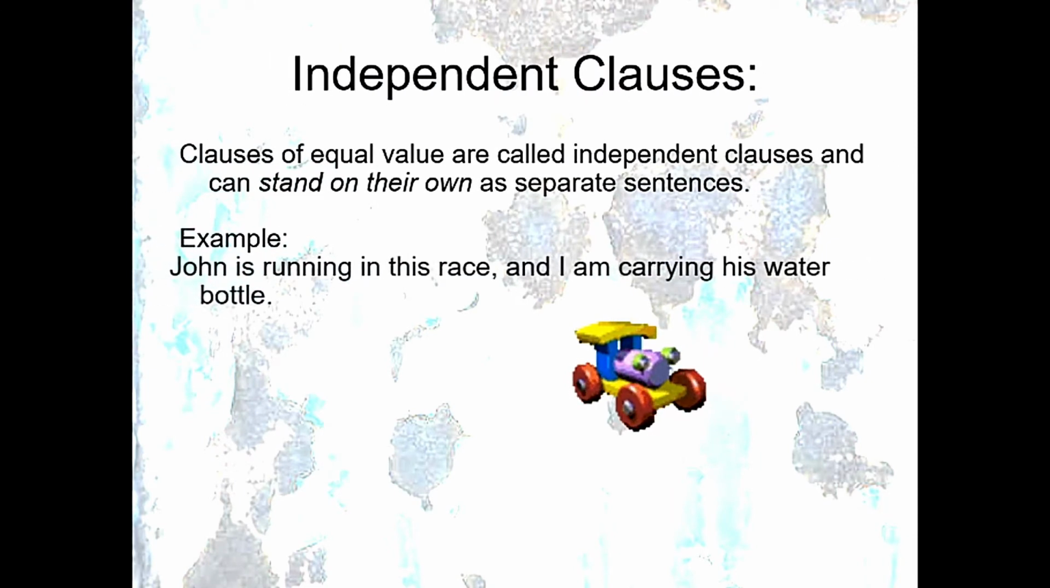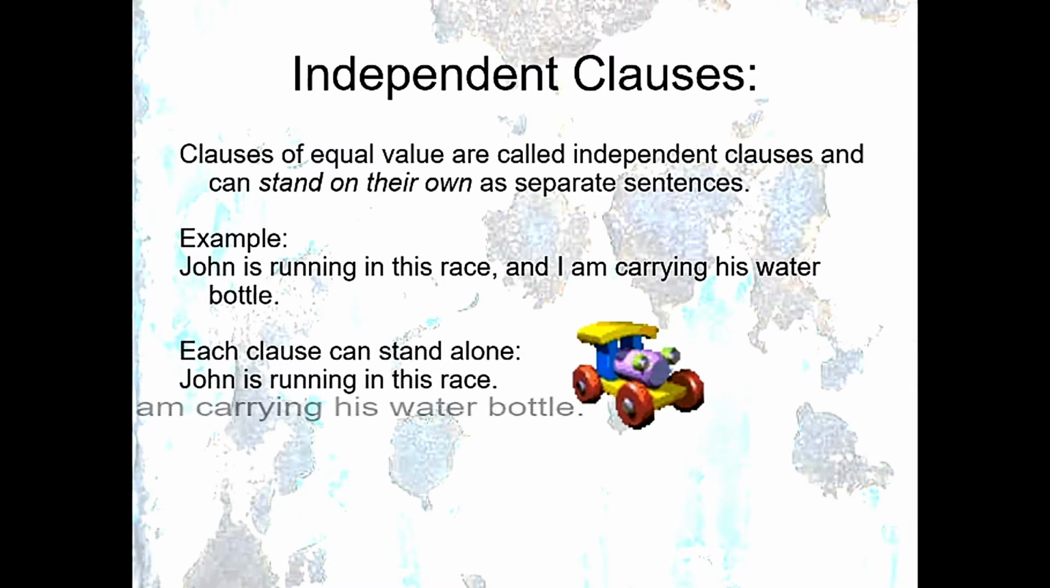Independent clauses. Clauses of equal value are called independent clauses and can stand on their own as separate sentences. For example, John is running in this race, comma, and I am carrying his water bottle. Our first clause is John is running in this race. It is an independent clause because it can stand alone. It expresses a complete thought. It has a subject, John, and a complete predicate, is running in this race.